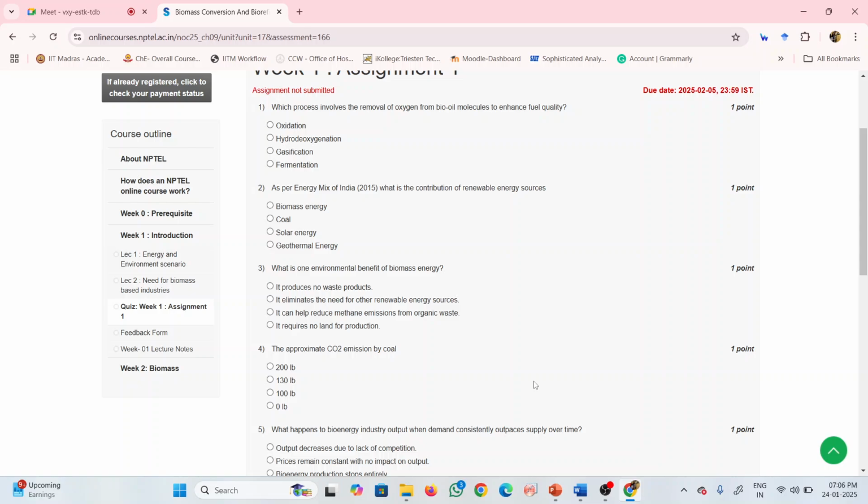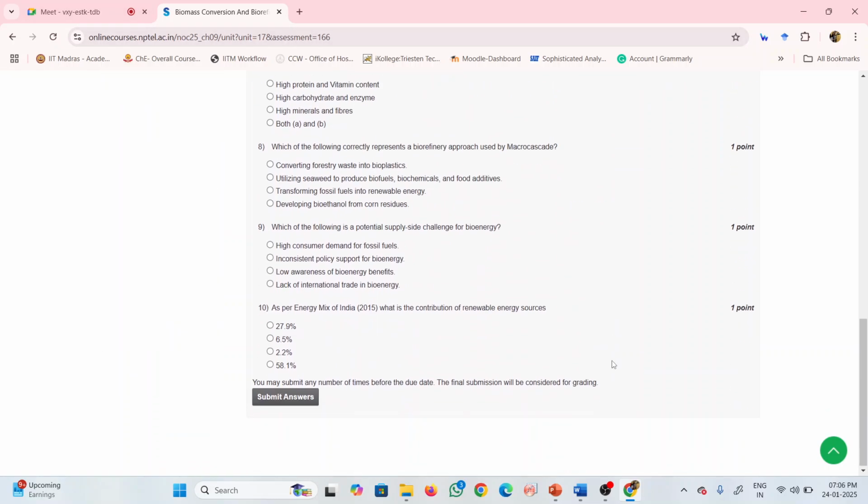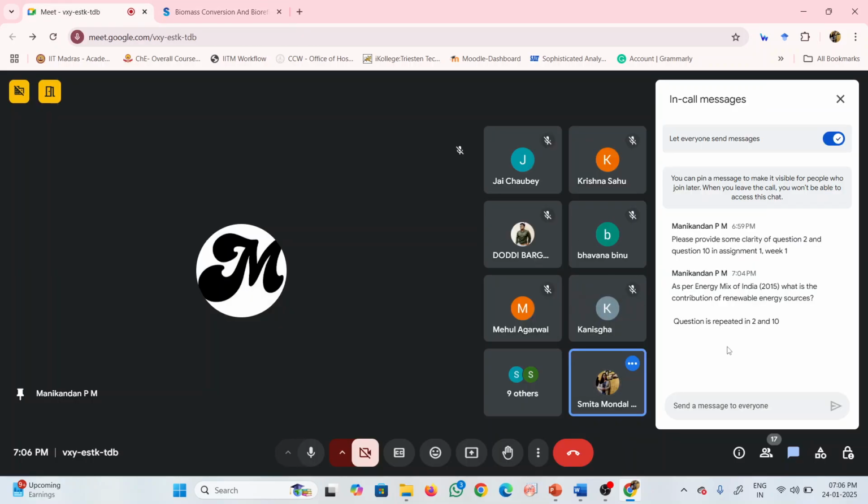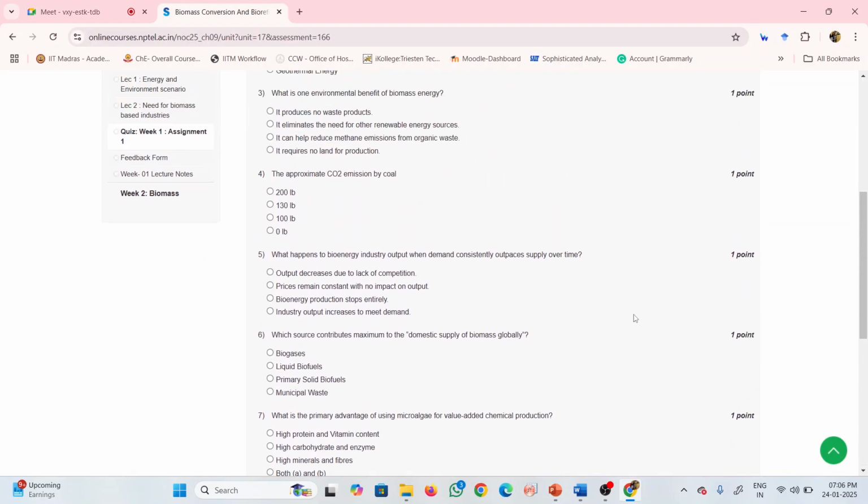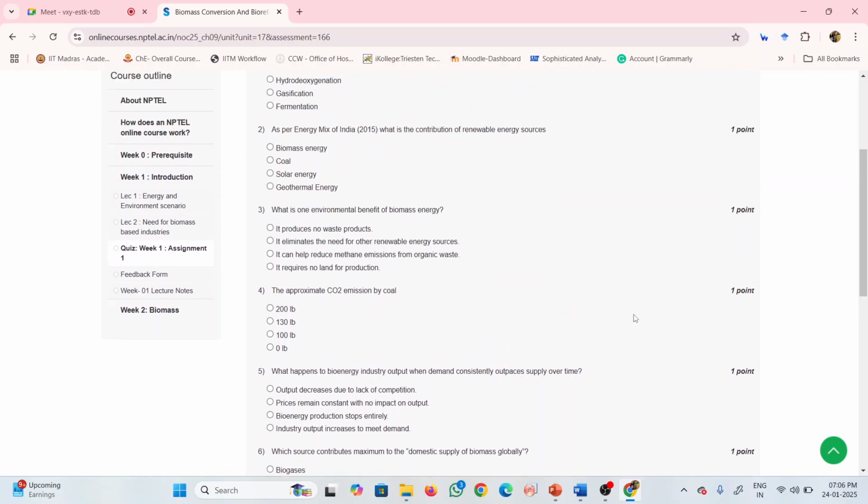As per the Energy Mix of India 2015, what is the contribution of renewable energy sources? So it might be solar energy, but we have to check the data for what percentage it is contributing, because solar energy is coming into the picture before biomass energy.